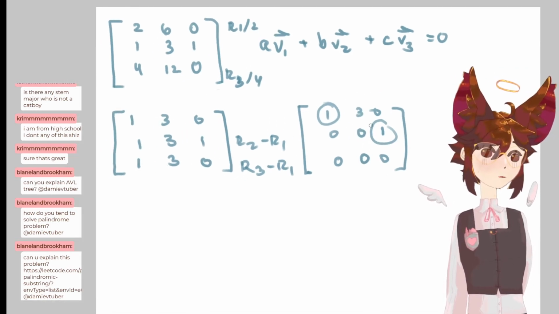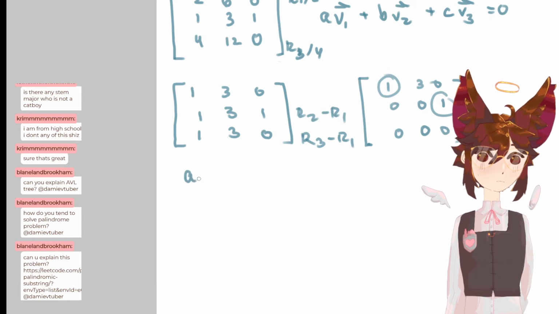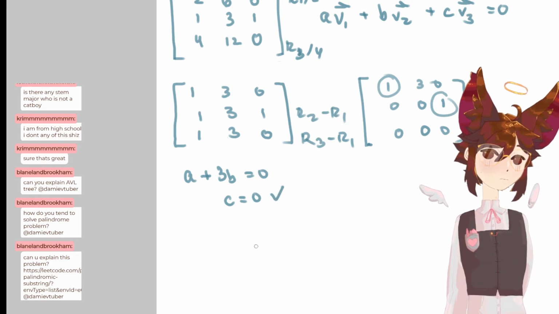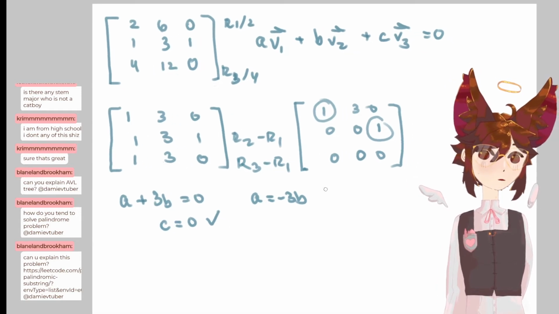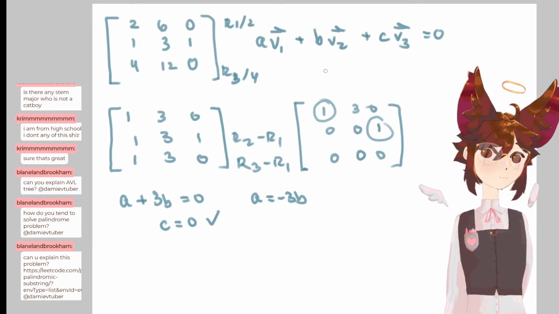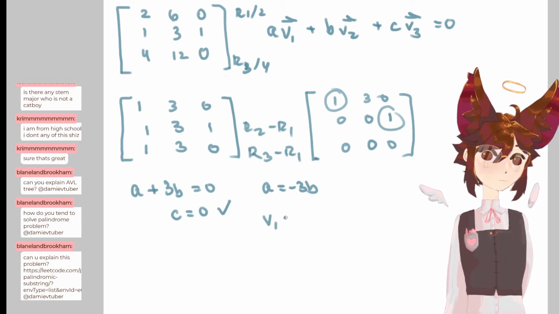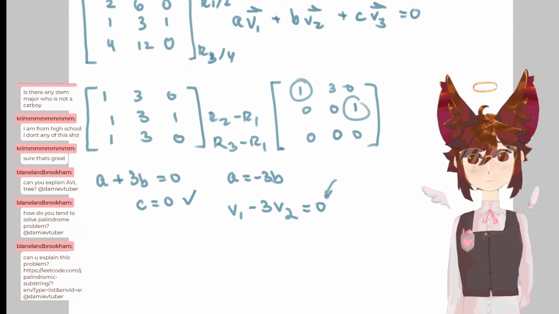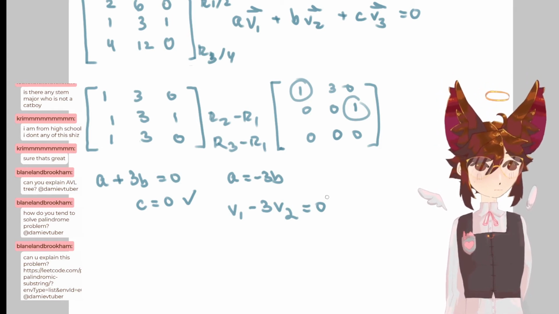So now that we kind of get that, let's take a look at what this would look like in terms of equations. So A plus 3B equals 0, C equals 0. So we know C equals 0, but then A equals minus 3B. So that means that V1 minus 3 V2 is going to equal 0. And that means that 0 is a linear combination of V1 and V2, and we can't have that.